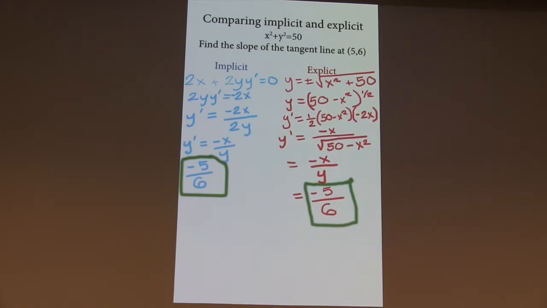Then, after reducing the fraction, we have to realize that the square root of 50 minus x squared is actually y. Only then would we get that y prime equals negative x over y, and that the slope of the tangent line is negative 5 over 6.